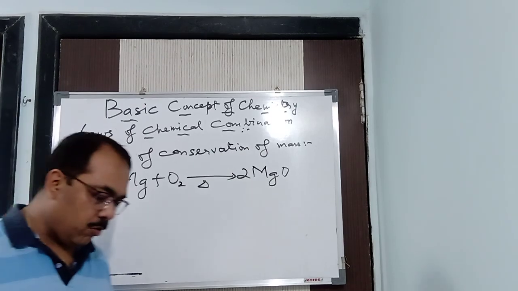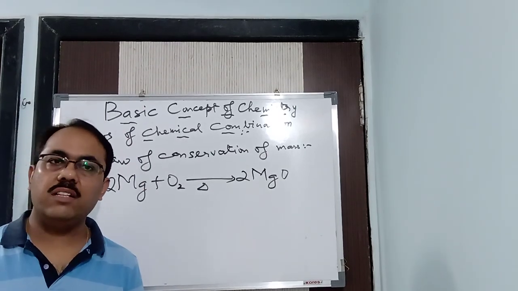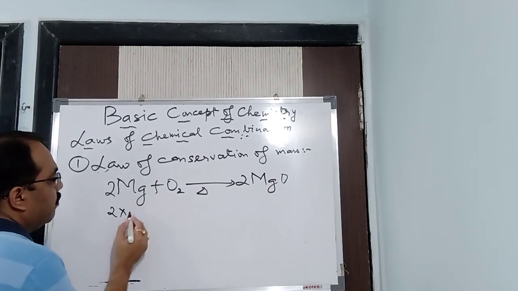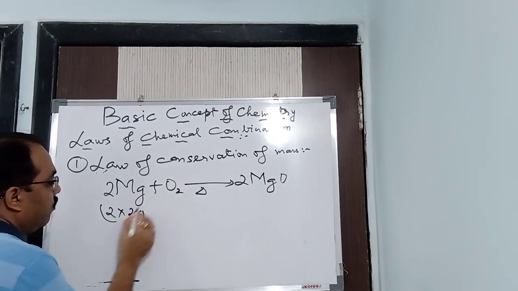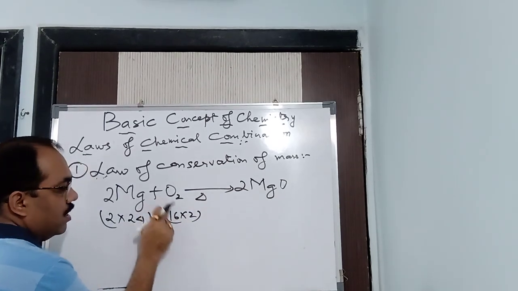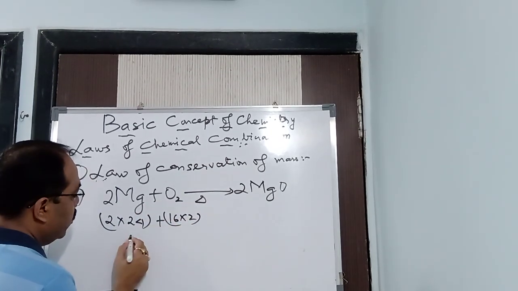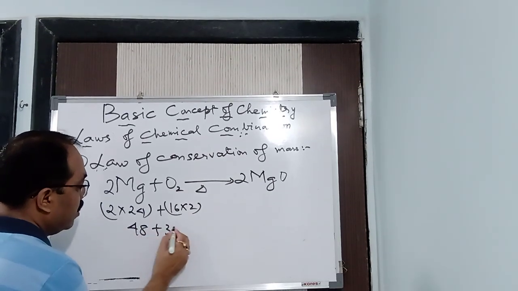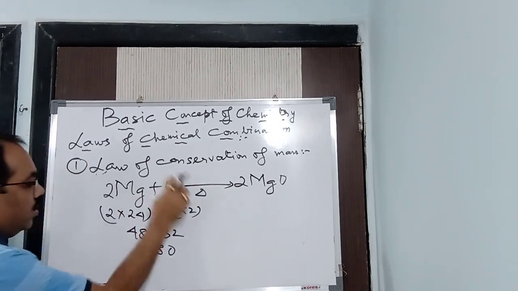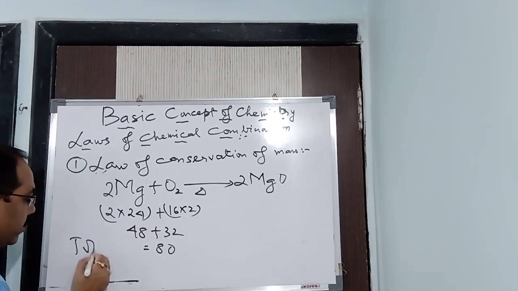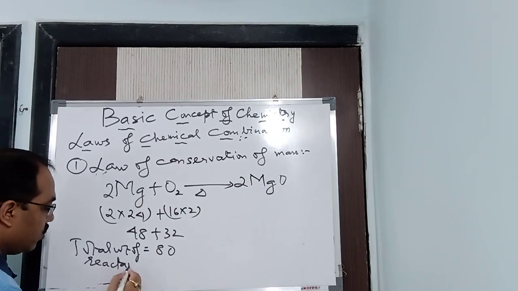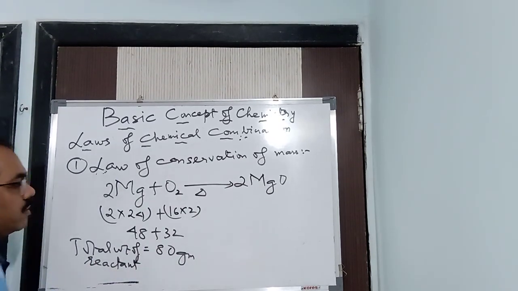Now, I have to prove that it obeys the law of conservation of mass. How to do so? Very simple. The atomic mass of magnesium is 24. So, 2 into 24 is 48. Oxygen, the atomic weight of oxygen is 16, and 16 into 2 is 32. So, how much did you get? 48 plus 32 is 80. So, total weight of the reactants, how much did you get? 80 gram.